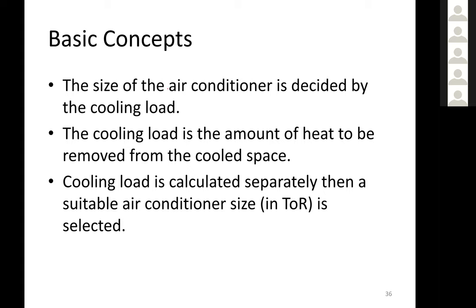The size of the air conditioner is decided by the cooling load. Some of you, or maybe all of you, must have attended a cooling load calculation course, which by itself requires a whole course on how to calculate the load. Based on the load calculated, you will get the kilowatts of heat removal that need to be provided. Then you convert those kilowatts into tons of cooling, and then you go to the market to select the proper air conditioner size. The cooling load is the amount of heat to be removed from the space to be cooled, and it is calculated separately. Based on that, you select the air conditioner with the given tons of refrigeration.